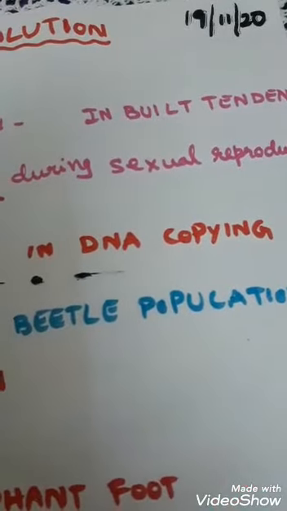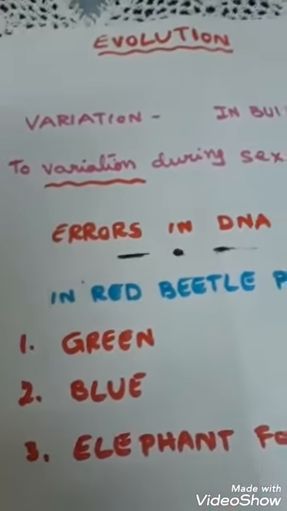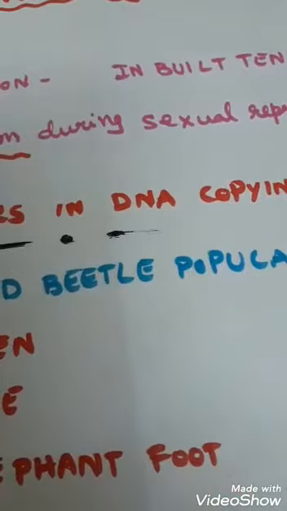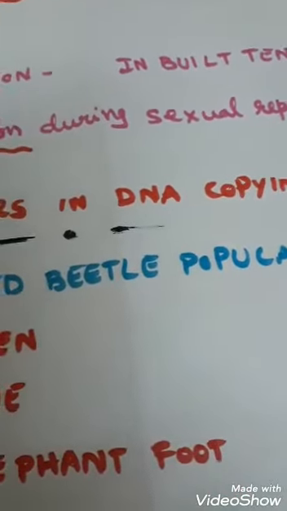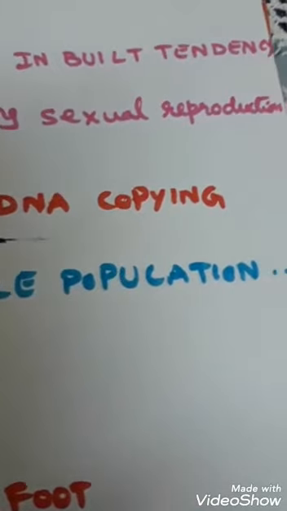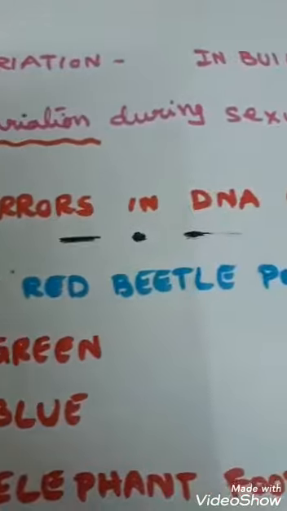So, in this variation, first of all, we will talk about variation. What is actually variation? Variation is small genetic differences. Generally, how are variations created? There is an inbuilt tendency to variation during sexual reproduction.